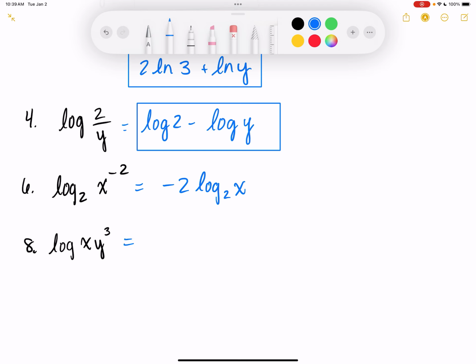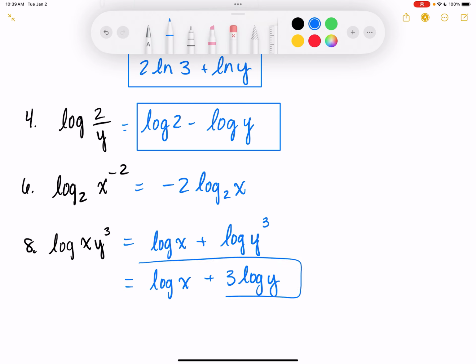So I'm going to do the log of a product is equal to the sum of the logs first. So that's going to be log of x plus log of y cubed. Then I'll go ahead and do the power rule. So that's going to be log of x plus 3 log of y. If you had wanted to go straight to log of x plus 3 log y because you saw it, you can. I would just say be careful as you're getting used to them.